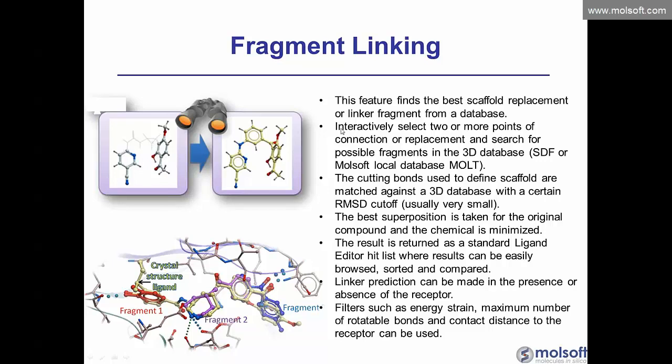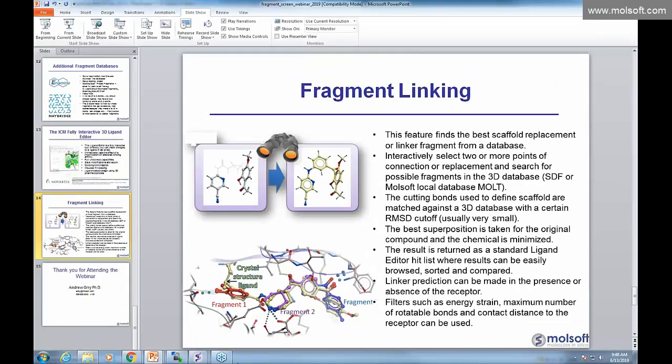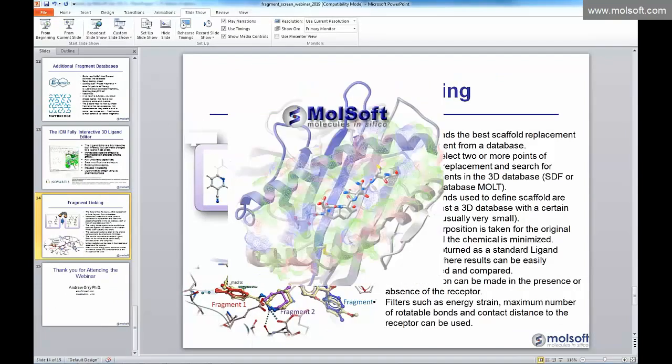So what you do is you interactively select two or more points for connection, and then inside ICM we have a database of linkers that you can screen. And we have a bond called a cutting bond, which I'll show you, which defines between which 2 points you want to link, and then you get a hit list of linkers that fit. So to practically do that in ICM, I'm just going to show an example.